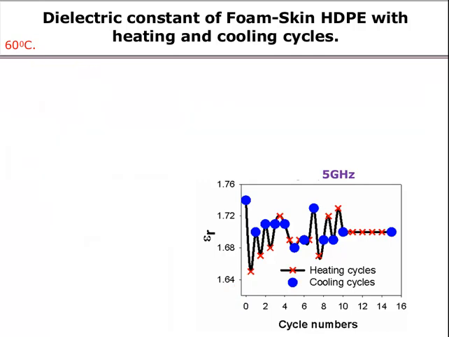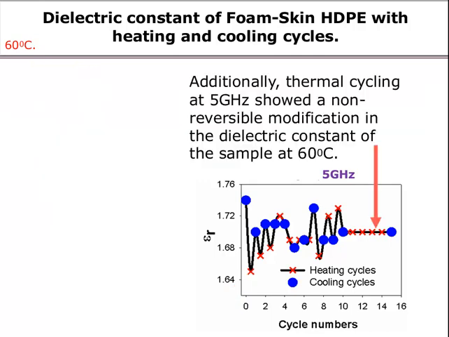Additionally, the dielectric constant of the Foamed-Skin high-density polyethylene changed within the first heating of the material, and at 5 gigahertz, a non-reversible modification in the dielectric constant of the sample can be seen with the effect of temperature at 60 degrees C.